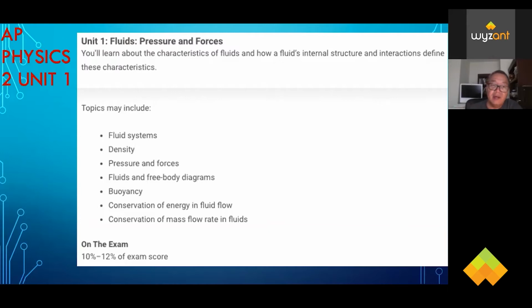And Bernoulli's equation, conservation of energy in fluid flow, conservation of mass flow rate in fluids. This part is about 10% to 12% of the exam score. If the total score is 100, then Unit 1 will cover about 10 to 12 points.